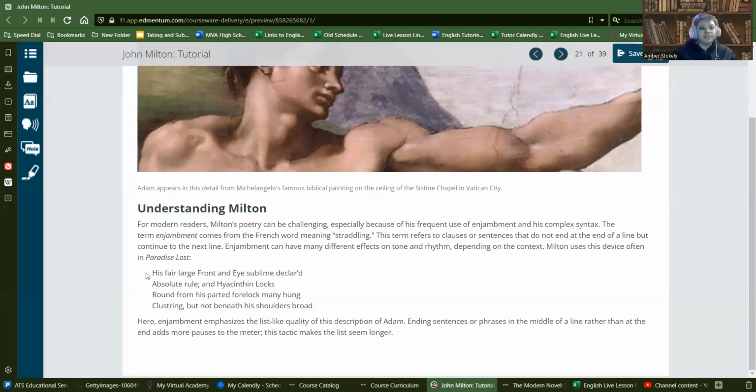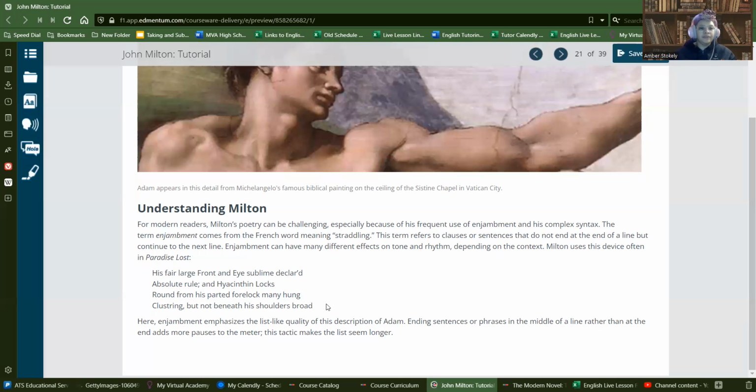So this is a list. "His large front and eye sublime declared absolute rule, and hyacinth locks round from his parted forelock many hung clustering, but not beneath his shoulders broad." So on every line, we've got something different that we're describing here. And instead of putting it all together, breaking it up makes it feel a little more like a list. It's important to remember when you're reading poetry that it's not just about how it sounds, it's also how it looks to your eye. Your eye and your brain pick up on those patterns, even if you don't think they do.